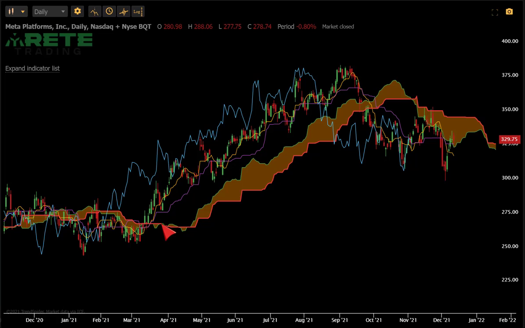So here I have leading span A crossing leading span B. I have conversion above baseline, and I have lagging up here. Okay, so meeting all those criteria allow me to put that trade on, when most people, including myself, are looking at candlestick patterns, right? But this would have gotten you in that trade right here with a leading indicator moving up and over.